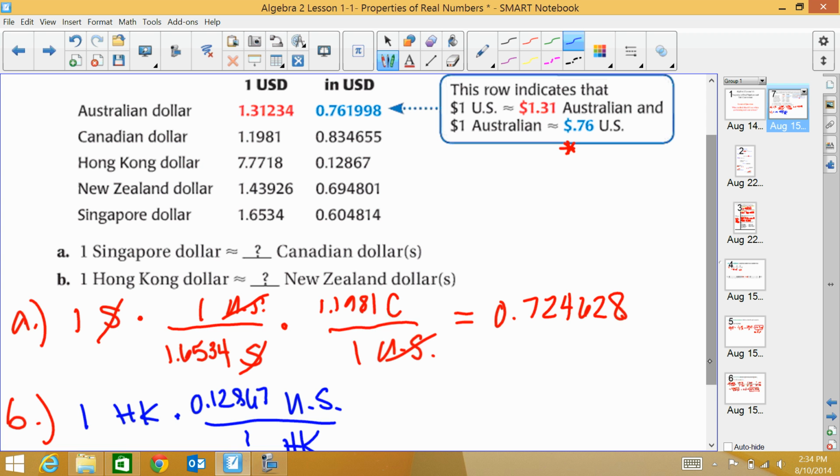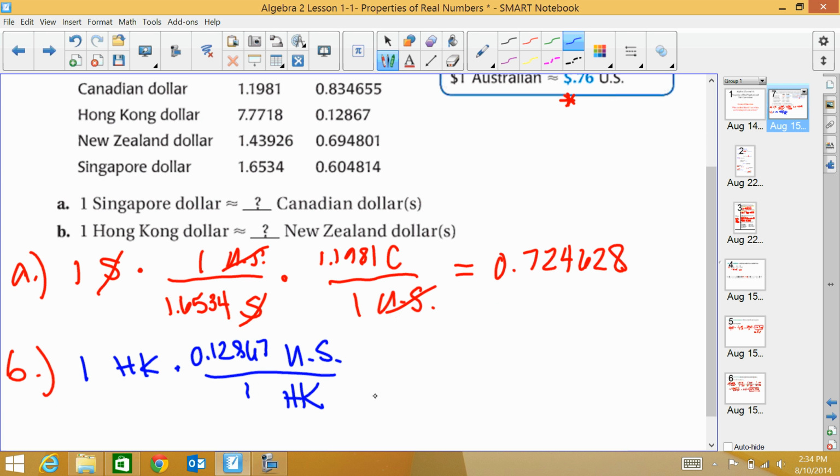And then we're going to multiply by another one, and our Hong Kongs have canceled out. And we need to put US on the bottom so it cancels out, and then we'll put New Zealand on the top. Okay, so we've got 1 New Zealand dollar equals 0.694801 in US dollars. So it's about 69 cents. So we're going to write that number down on the bottom.